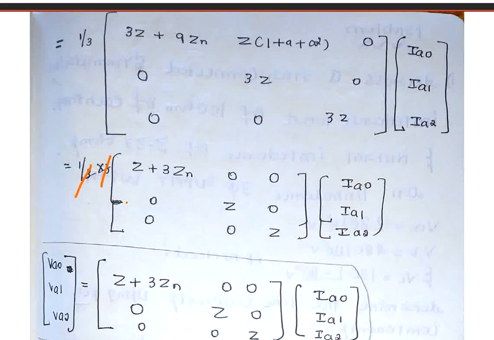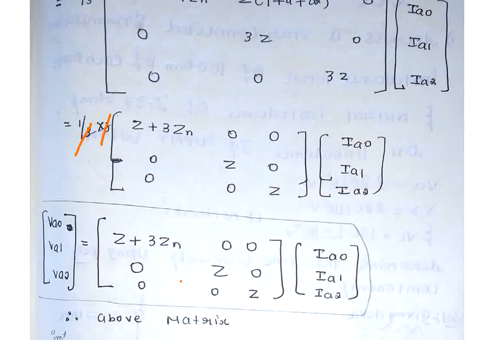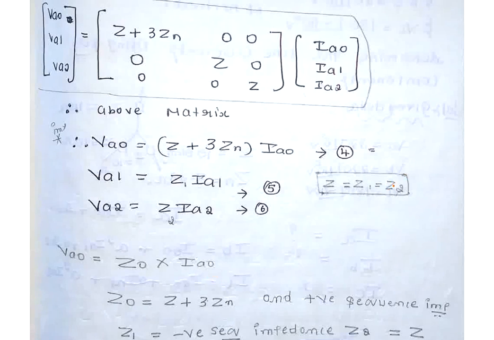What is VA naught here? Z plus 3Zn into IA naught. Now what is VA1? Z into IA1. What is VA2? Z into IA2, the same thing, as had been given here. So VA naught equals Z plus 3Zn into IA naught, VA1 equals Z1 into IA1, VA2 equals Z2 into IA2. So here Z equals Z1 equals Z2.